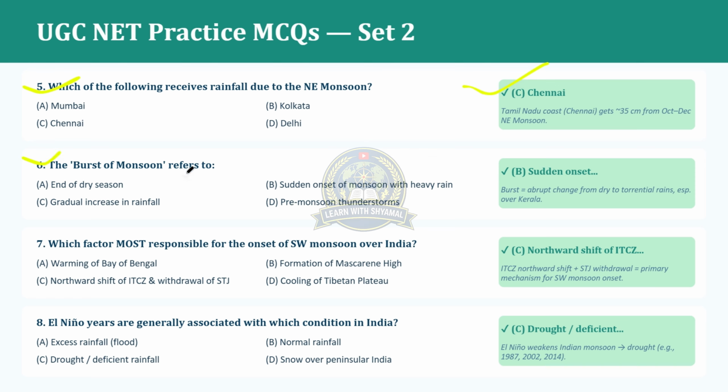The burst of monsoon refers to. Correct answer is option B, sudden onset of monsoon with heavy rain. Question number 7, which factor is most responsible for the onset of southwest monsoon over India? Correct answer is option C, northwest shift in ITCZ. El Nino years are generally associated with which condition in India? Correct answer is option C, drought and deficient rainfall.